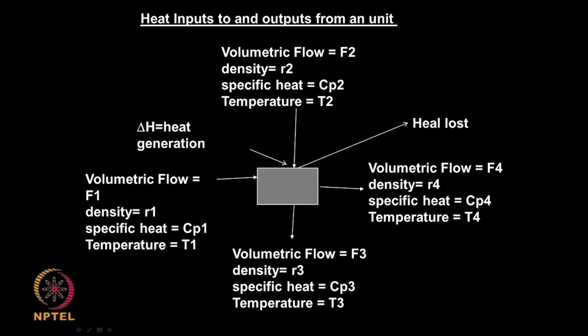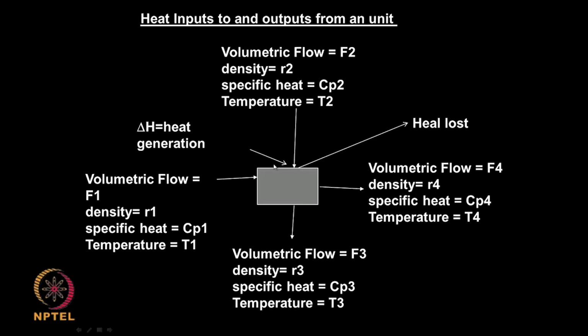So, here when you do a heat balance, we need to consider the specific heat of each of the streams. So, not only the flow rate and concentrations, we also have to consider the specific heat of the stream that is entering, specific heat of stream 2, and specific heat of the streams that are leaving, streams 3 and 4. So, we need to consider all these, then only we can do a heat balance, and also we need to consider the heat loss and also heat generated.